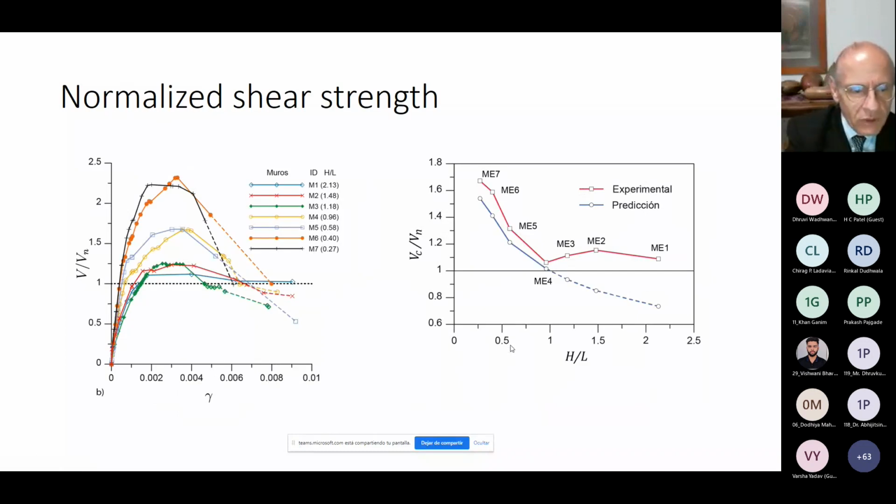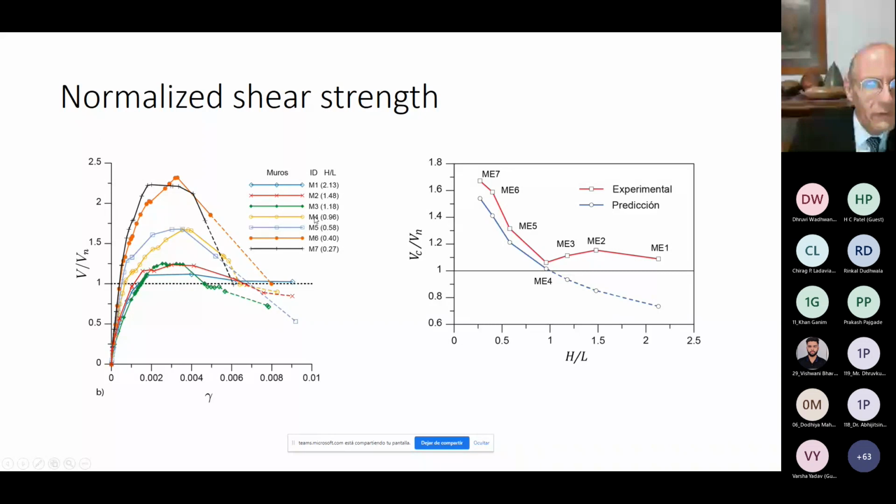This is the main result. These are the drift and the shear force applied, and these shear forces are normalized with this value Vn. This value Vn is the shear strength that the previous code in Mexico predicted. So we normalized with that shear strength, and you can see that for slender walls, that are these ones here at the bottom, it is not that bad. I mean, for the slender walls, particularly the square wall.